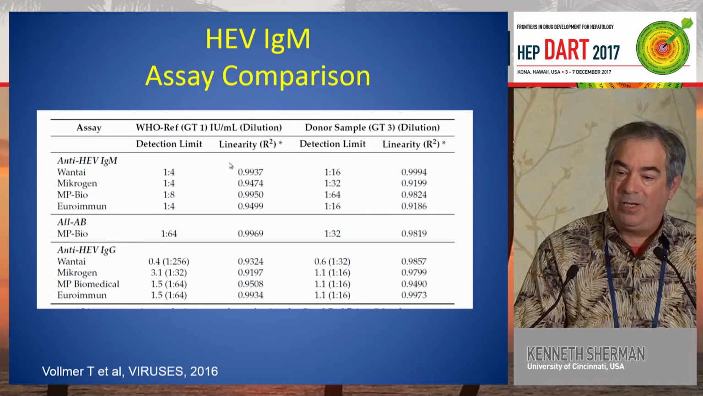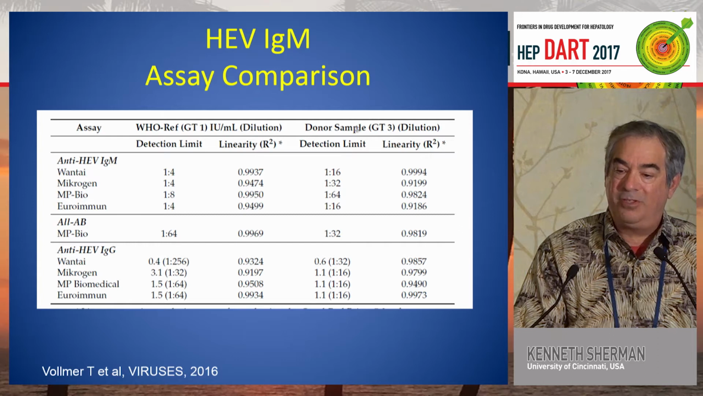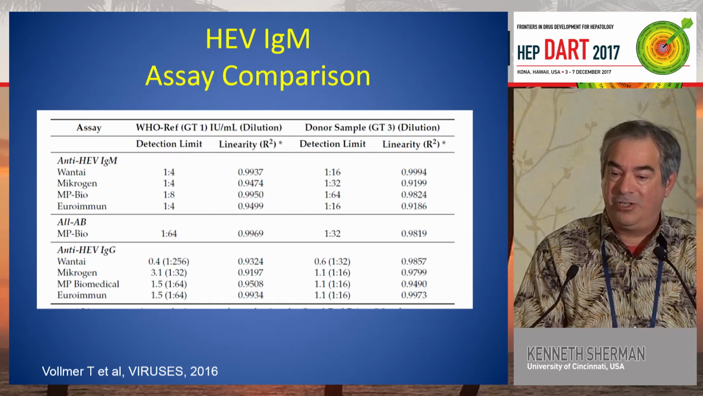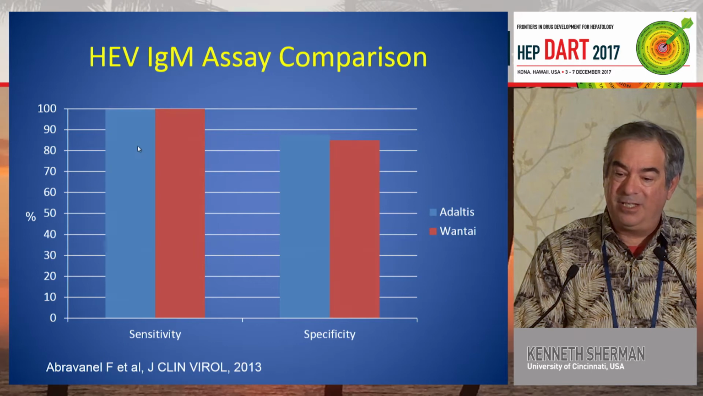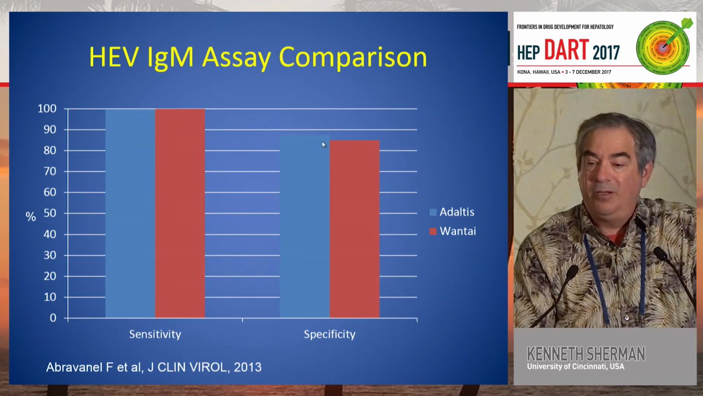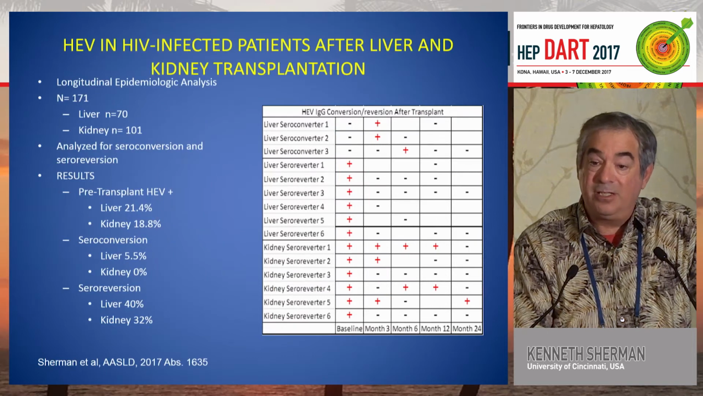This is a recently published one doing a comparison of a series of different tests. They all detected, but looking at either a sample from a patient, a genotype 3, or a WHO genotype 1 reference, there's some variation in the detection limit. And here's another example of 2 tests, the Adaltis test and the One-Tie test, with 100% sensitivity in a panel, but only about 80 to 85% specificity, which does lead to a problem with false positive reactions.